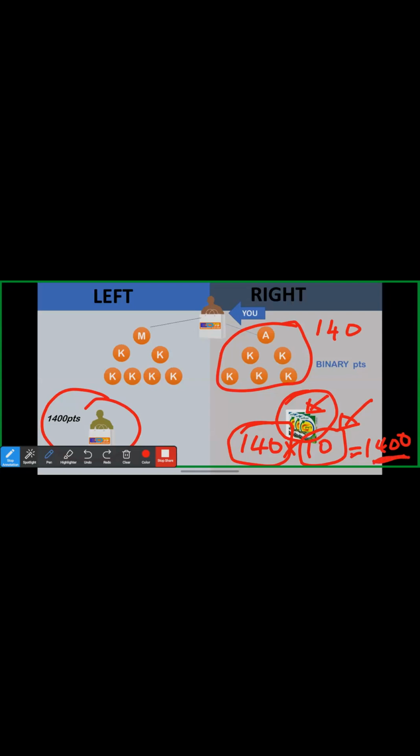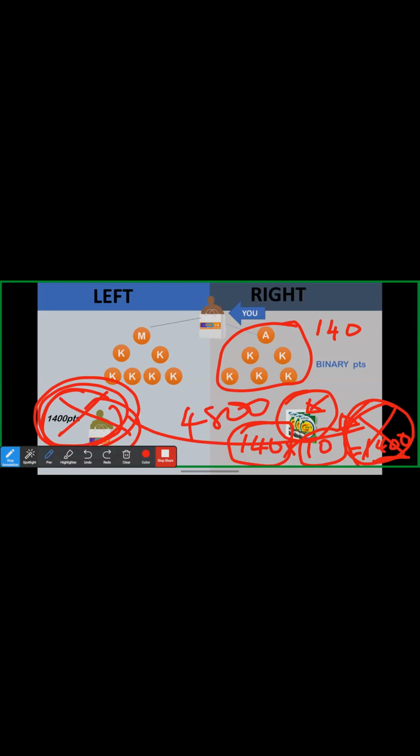And guess what, guys? When the system detects there is 1400 on the left and 1400 on the right, ina cancel hizo na hiyo, alafu inakupea 4800. That is the second scenario for which you can make money in the system.